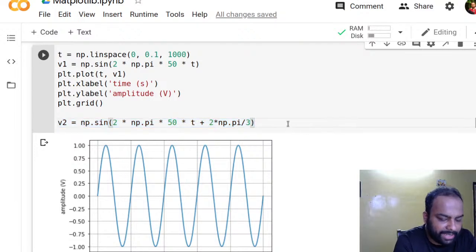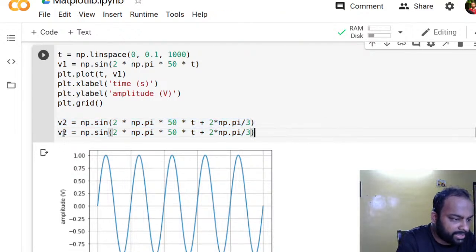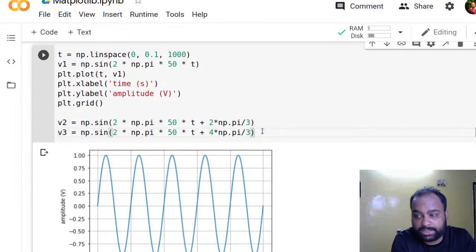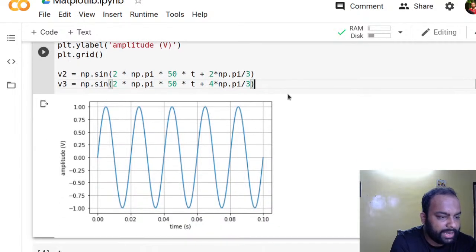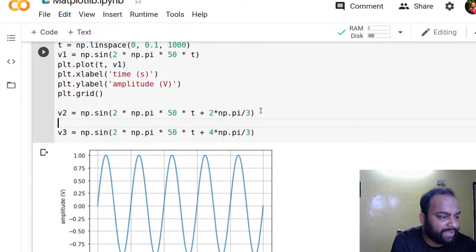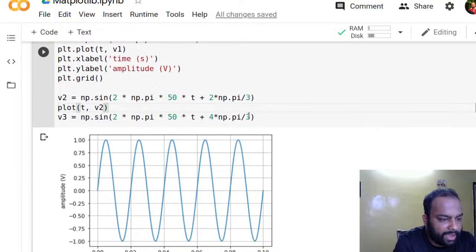Now let's create another sine wave. Let's consider that to be another voltage, and now let's phase shift this by 240 degrees. So now I have three sine waves with the same amplitude but a certain phase shift among them. Now what if I want to plot them? After creating V2, I can simply say plot T comma V2. So that would result in a plot like that.